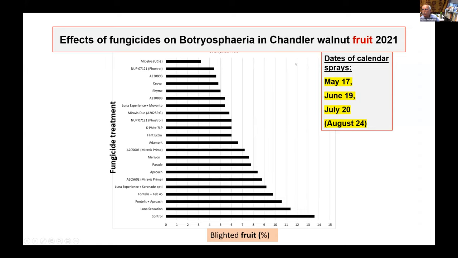This is a trial from 2021 with fungicide applications. And you can see here by doing the sprays, we can reduce the blighted fruit. You can see there is a reduction here. We don't have the statistics yet, but still you can see some of this new chemical here. The BASF is the top one. In previous tests, Manzate was the top.